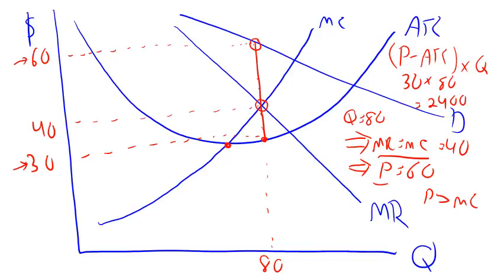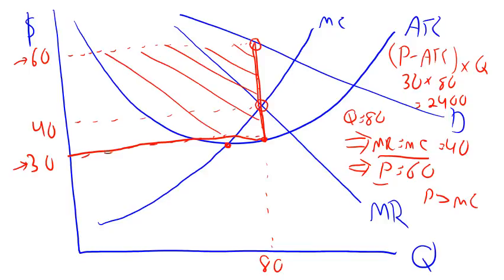Notice, this product is the height of a rectangle times the base of the rectangle. When you multiply height times base, you'll trace out the area of a rectangle. So the red shaded area equals the firm's profit, which is $2,400.